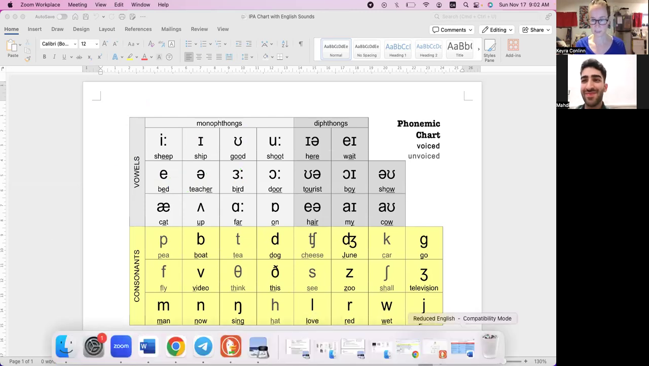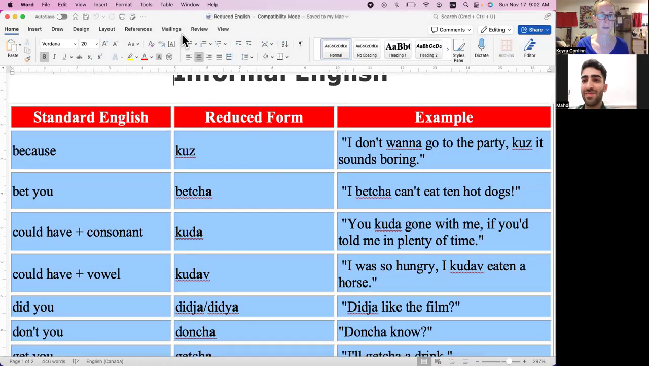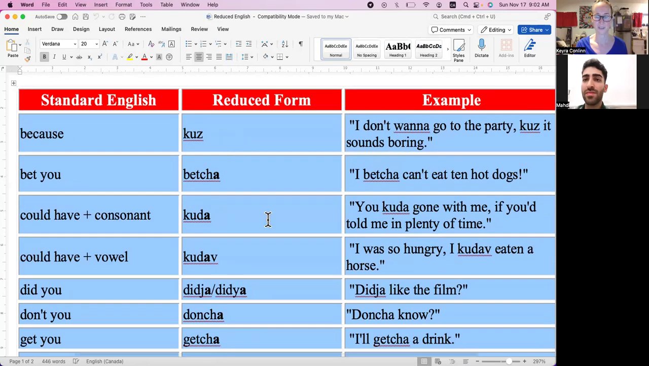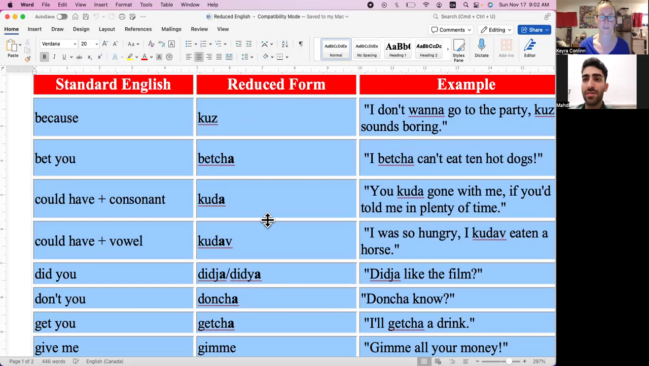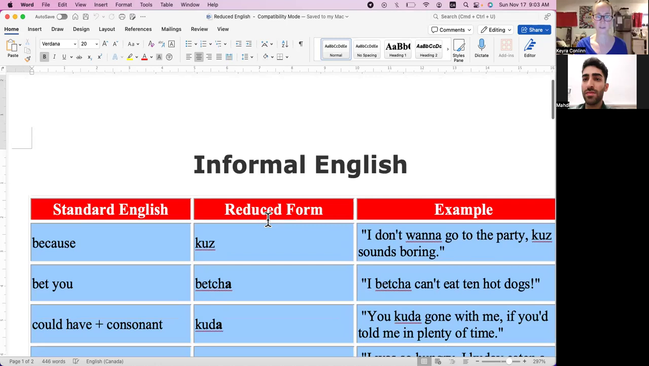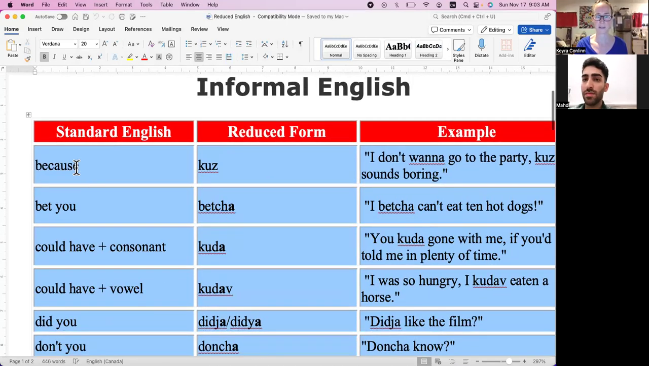Something that I'm going to do in a future session: I'm going to put this in the group and you can have a look at it, and then we can go over the pronunciation in a future session. So this is informal English. These are commonly reduced forms of standard English words, like because. Many people say, I don't want to go to the party 'cause it sounds boring.